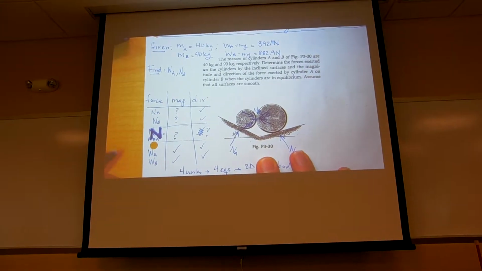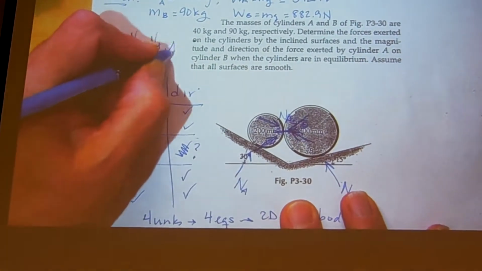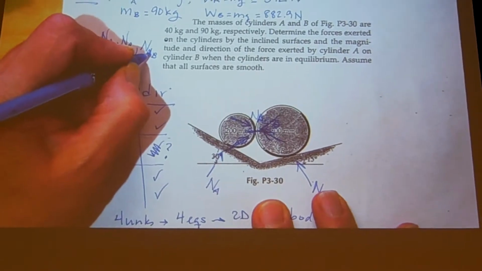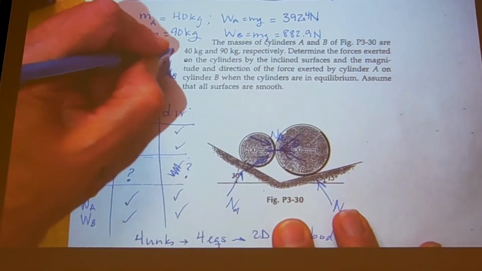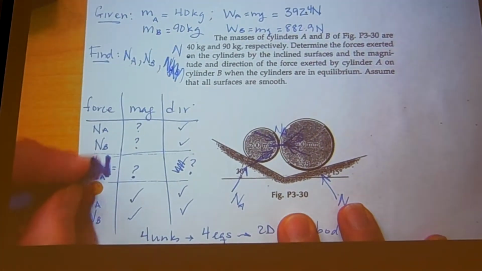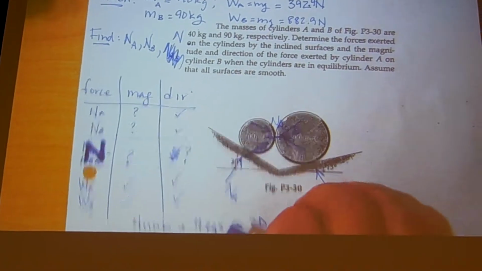So going from A on to B, I would call it NAB, but you guys might call it something different. But I'm just going to call it N now because we reduced it to one variable of N.